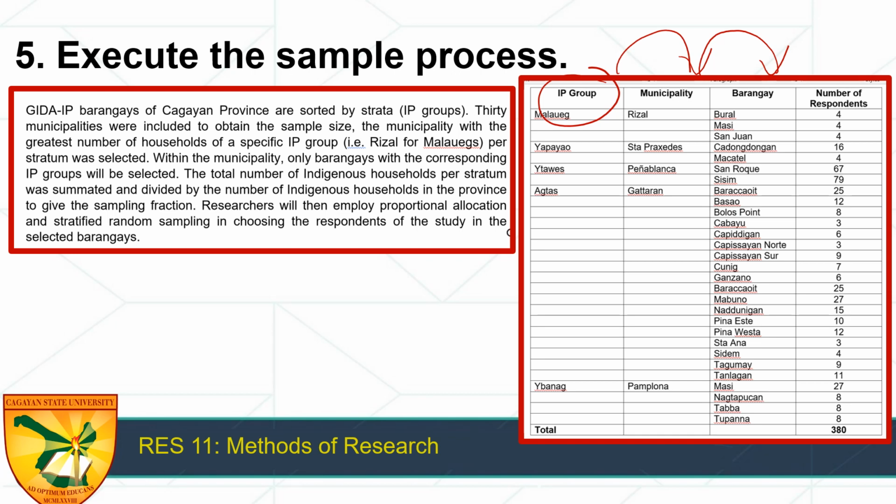Researchers then will employ proportional allocation and stratified random sampling in choosing the respondents of the study in the selected barangay. That's why this one is called multi-stage stratified random sampling, because there are a lot of stages, not only one stage in choosing your respondents. And here you see the total would be the sample size computed in the previous PowerPoint slide.